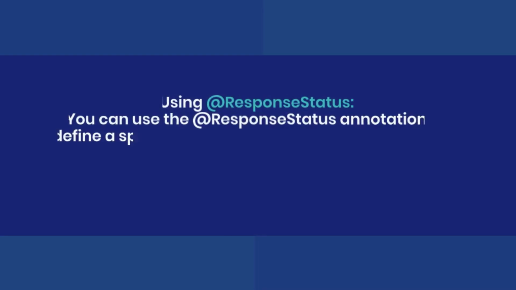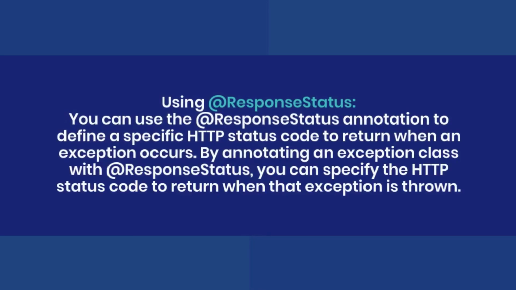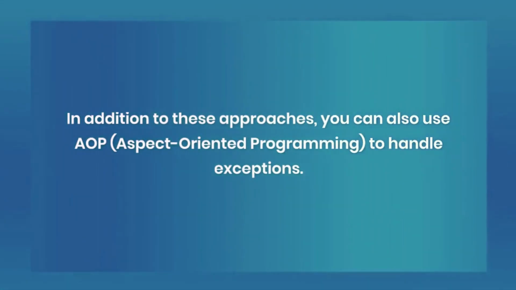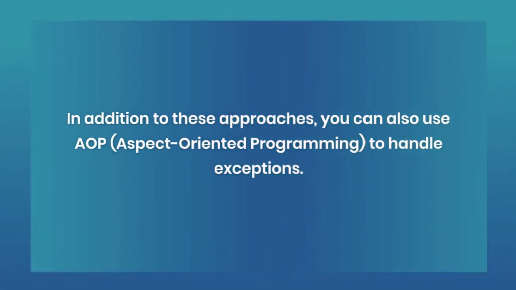Using @ResponseStatus. You can use the @ResponseStatus annotation to define a specific HTTP status code to return when an exception occurs. By annotating an exception class with @ResponseStatus, you can specify the HTTP status code to return when that exception is thrown. In addition to these approaches, you can also use AOP to handle exceptions.